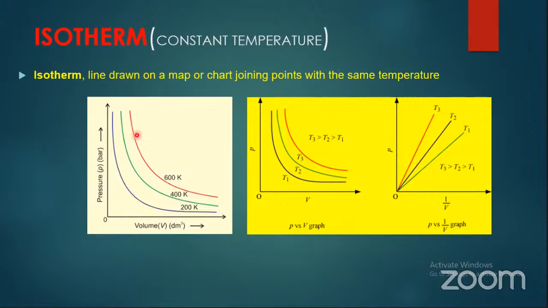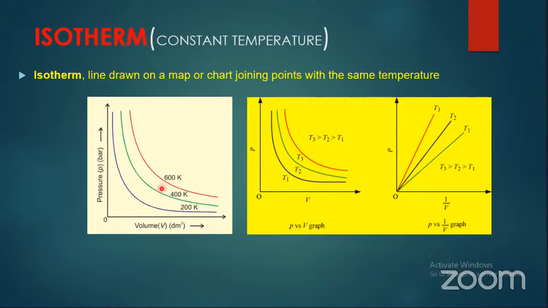Some gas or some system is taken. First, they have taken 600 Kelvin temperature. At 600 Kelvin, pressure is decreased and volume is increased. The graph will be like this, the red color one. The graph will be obtained like this.